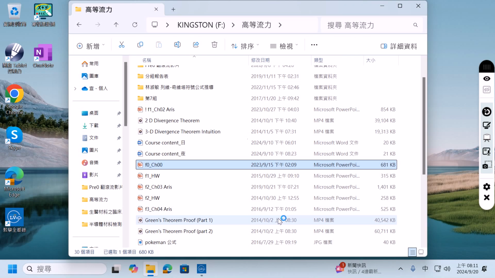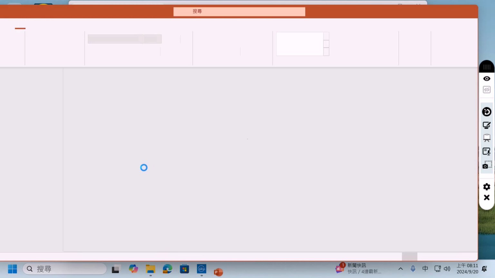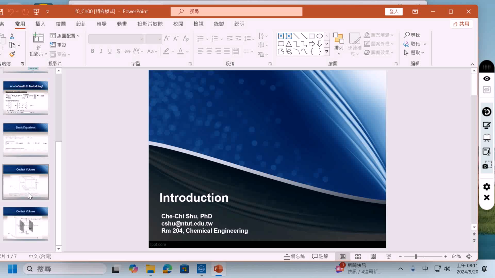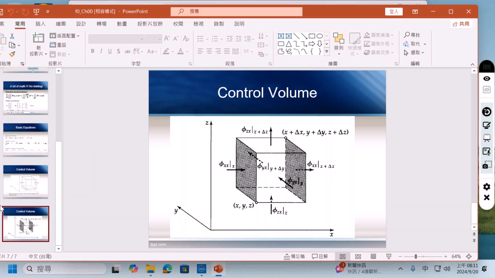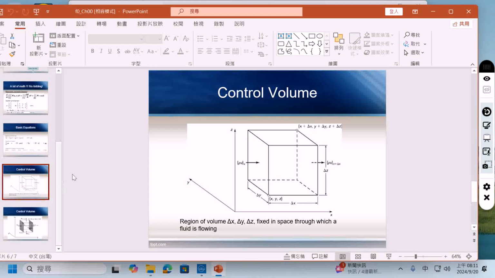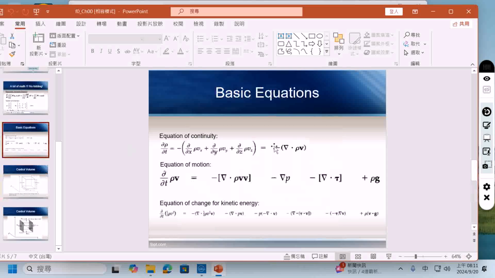Okay, let's come back to here. We have this interesting thing here, right? Last week we tried to derive the equation of continuity. So what we want to do is this one.